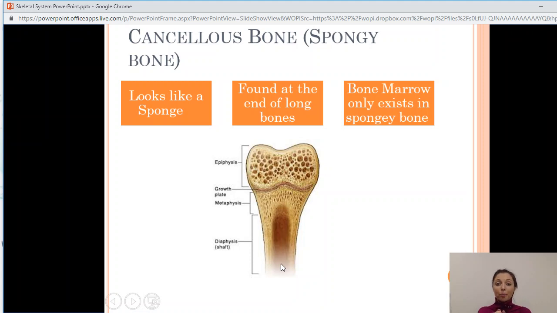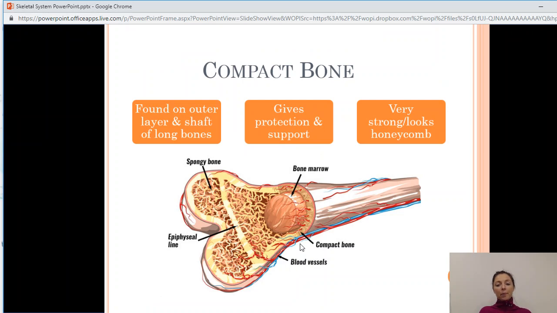Down here, it's all compact and condensed. And you can see that there's not as much open space as there is at the top in the spongy bone. The compact bone. So what are some of the characteristics of compact bone?